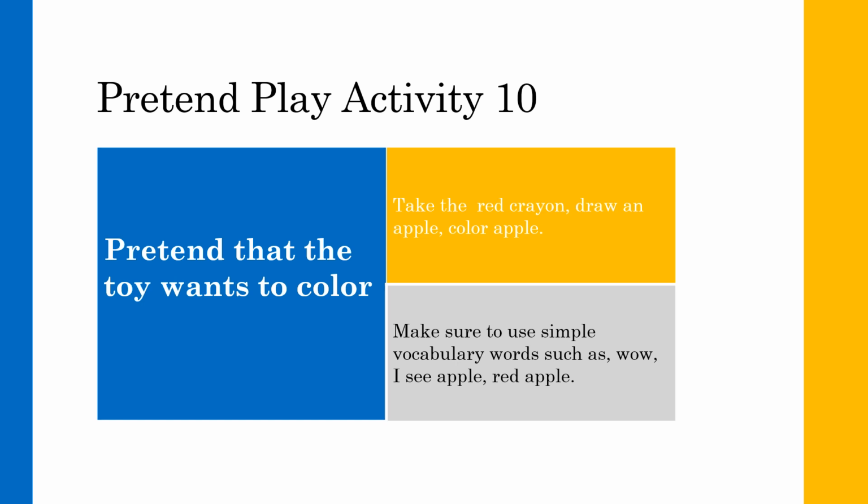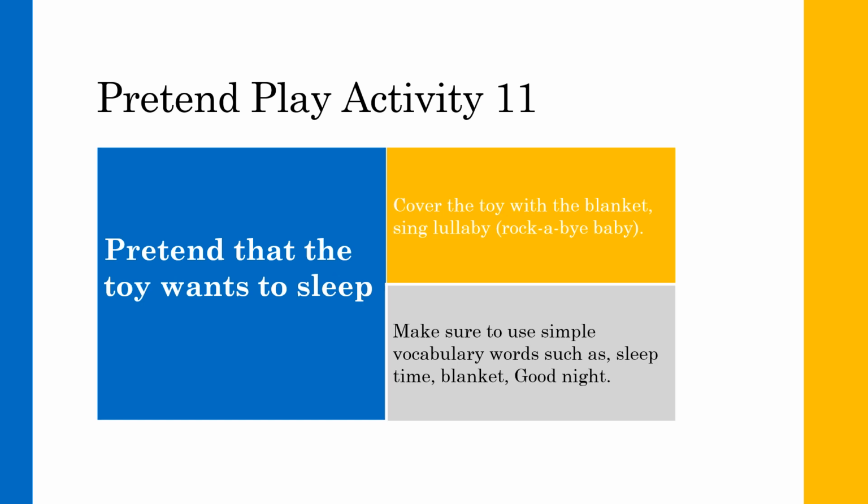Pretend that the toy wants to color. You could take crayons and draw pictures. Say, draw a picture of an apple and then color the apple. And you could use simple vocabulary words such as, wow, I see an apple, red apple, nice, yum, yum.